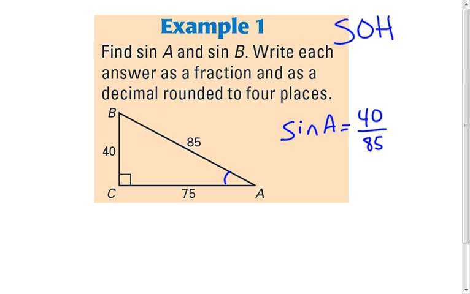We now have the sine of angle B. Sine is opposite over hypotenuse. So it's opposite, which is 75, over the hypotenuse, which is always the same, which is 85. Again, that can certainly be simplified, so go ahead and simplify it and then write it as a decimal rounded to 4 places. You'll see why we're rounding these to 4 places in a little bit. But for now, just simplify those fractions and write them as a decimal rounded to 4 places.